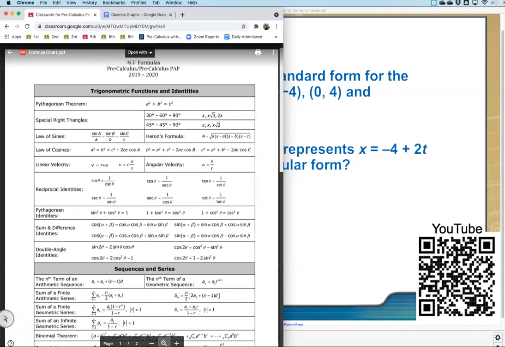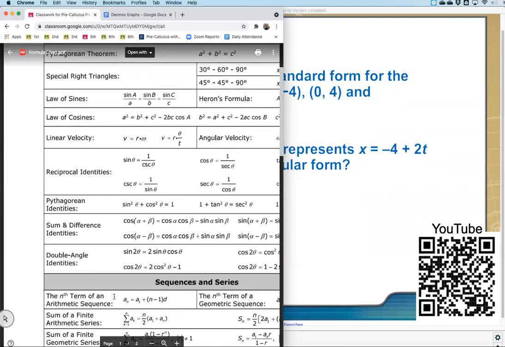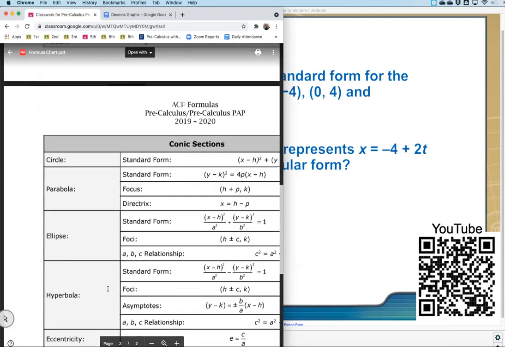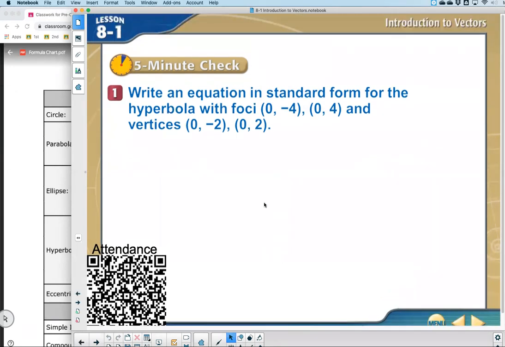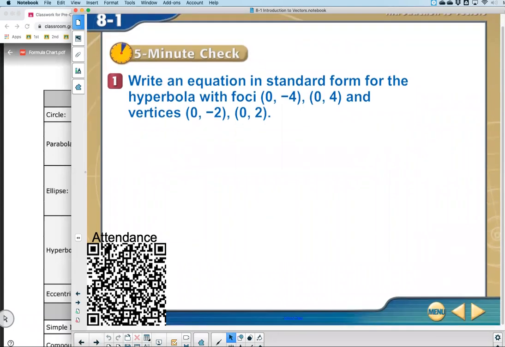So I'm going to open this up and we'll take a look now at number 1 here on the bell ringer. Number 1 says write an equation in standard form for the hyperbola with foci listed at those 2 spots and vertices listed at those 2 points. So let's take a look on number 1 here.